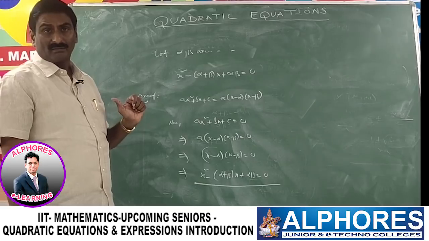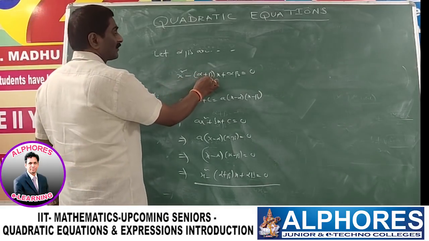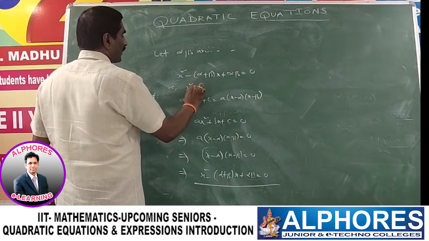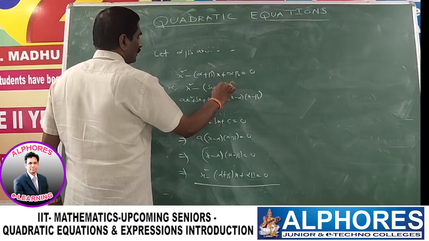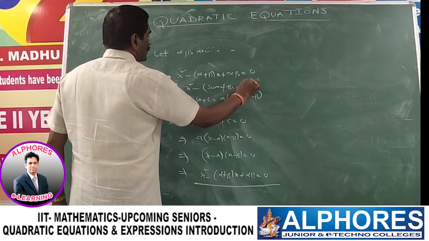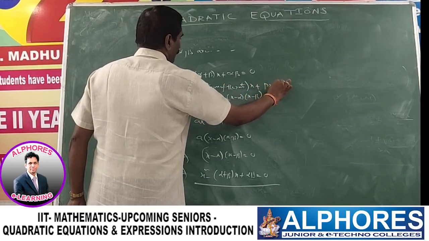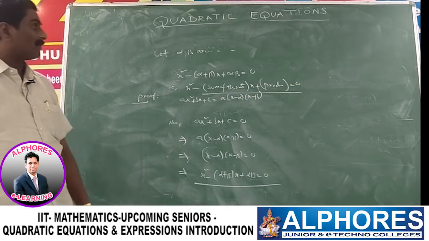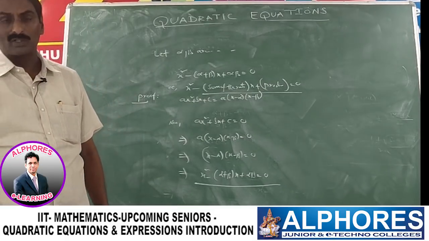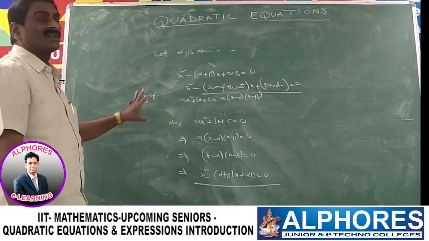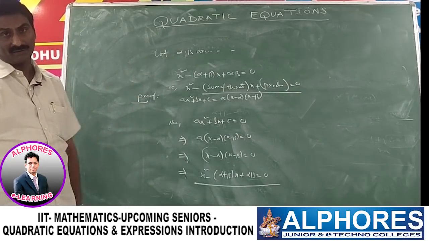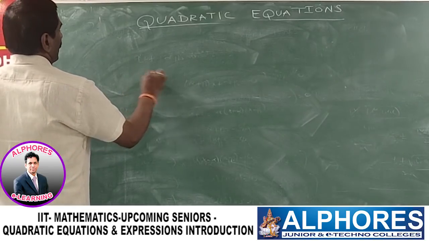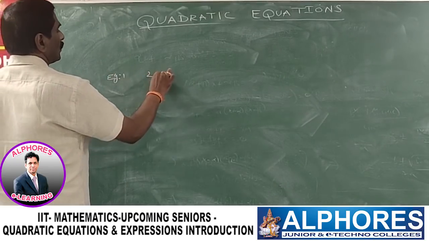If the roots are given, then the quadratic equation is x square minus (alpha plus beta) into x plus alpha beta is equal to 0. That is, x square minus sum of the roots into x plus product of the roots is equal to 0. It is the formation of the quadratic equation. Now we discuss some examples. What is the quadratic equation whose roots are 2, 3?